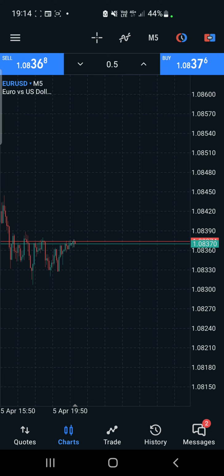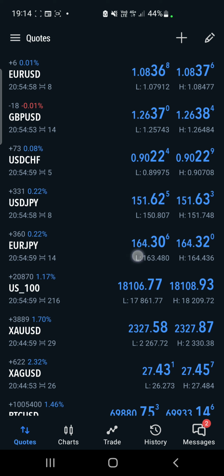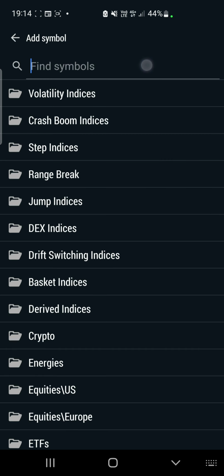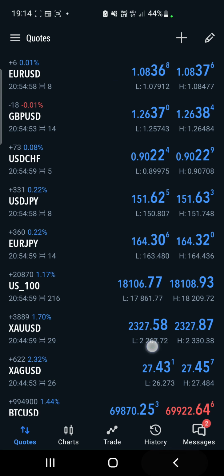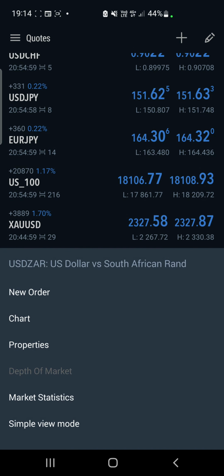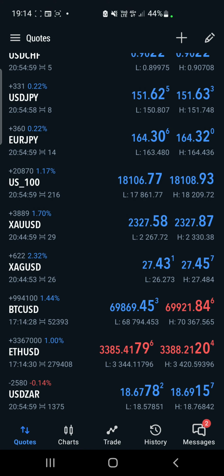Remember, there are pairs. Right here, there's Euro USD. Then there's also USD ZAR. Let me go back to USD ZAR. As you can see, it says US dollar versus South African rand.